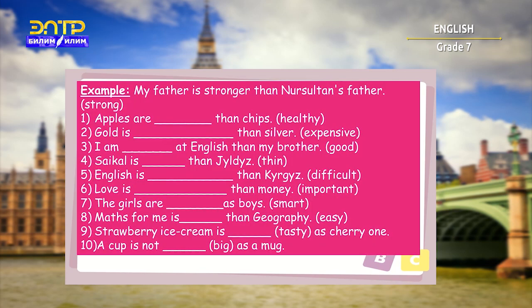In this exercise, we have to use the comparative degree of adjectives. Here, we need to use the adjectives in the brackets. Let's look at the example. Given word in bracket is the word strong. And the full sentence will sound like, my father is stronger than Nursultan's father. I'm going to give you some time.